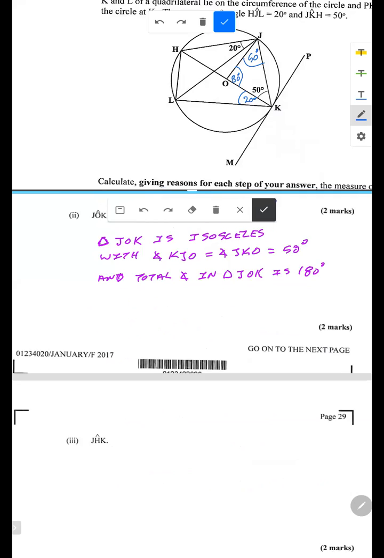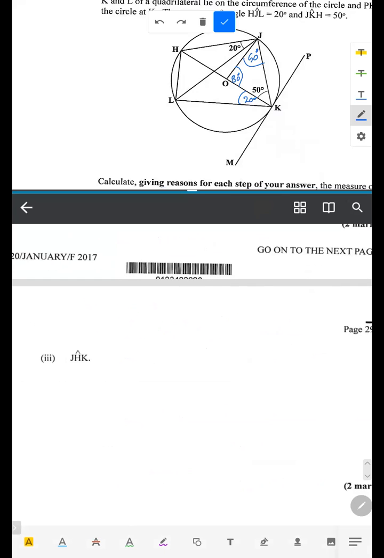Next part wants an angle. We're going to use a tangent and the radius, and you can look out for a cyclic quadrilateral too. So look to use them. They must give you a tangent for a reason. The next one I want is JHK. Angle JHK is this angle up here, right here. So we can get that angle now.